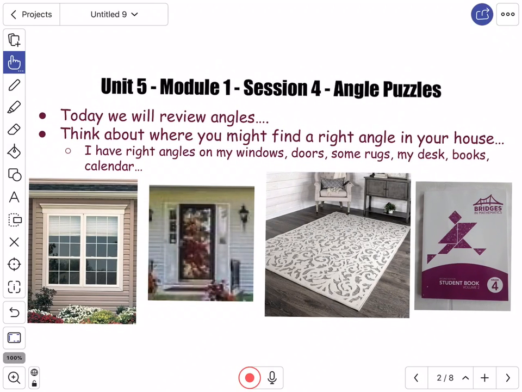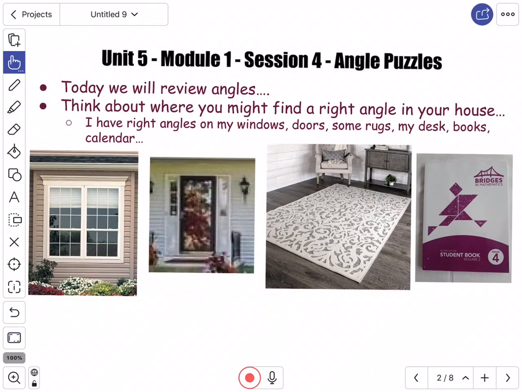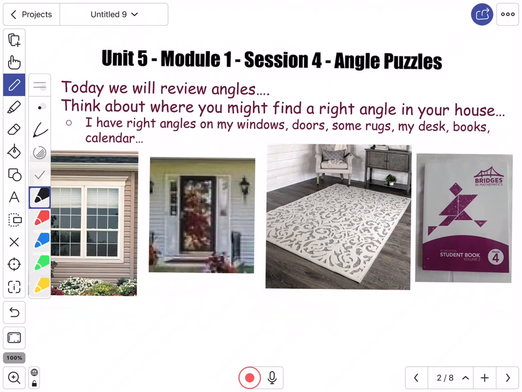Think about where you might find a right angle in your house. I have right angles on my windows, on my doors, on some rugs, my desks, books, calendars, my kids' toys. There are literally right angles everywhere. So you are actually going to do a Seesaw activity where you're going to hunt for right angles, acute angles, and obtuse angles in your house.